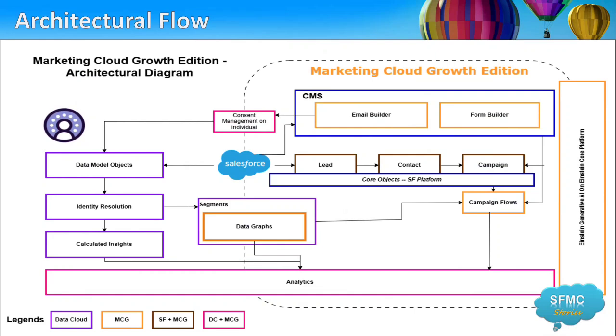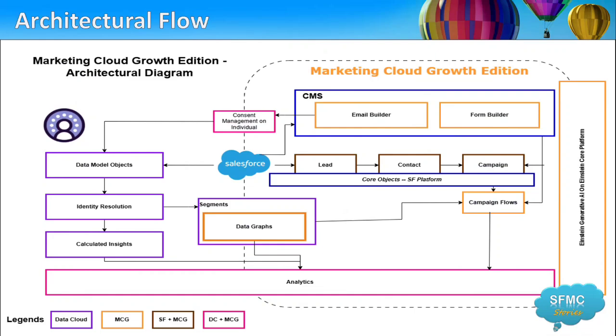So that is what is highlighted on the right hand side. And there is a color coding that I have given: whatever you see in orange color, that is Marketing Cloud Growth, and whatever you see in purple color, that is Data Cloud, and the dark brownish or black color is Salesforce plus Marketing Cloud Growth Edition. You can see these elements in both the sections, Salesforce and Marketing Cloud Growth. Then Data Cloud and Marketing Cloud Growth is highlighted in a pink color.